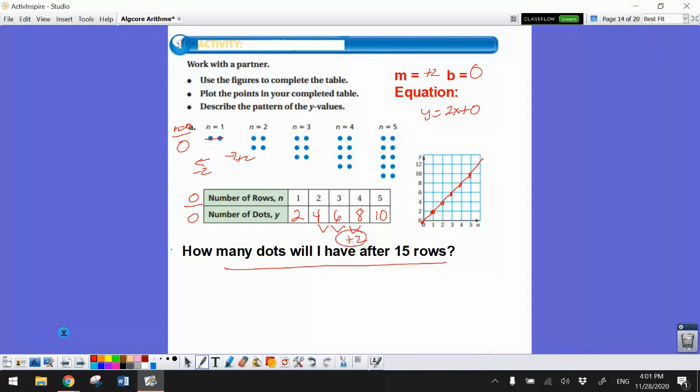So then how many dots do I have after 15 rows? Well, what's 15 times 2? It's 30. So on row 15, I would have 30 dots.